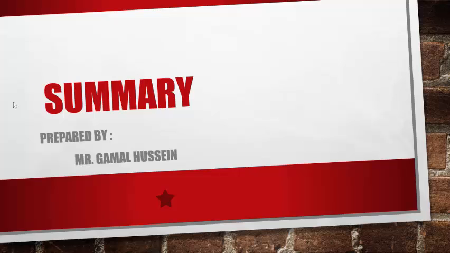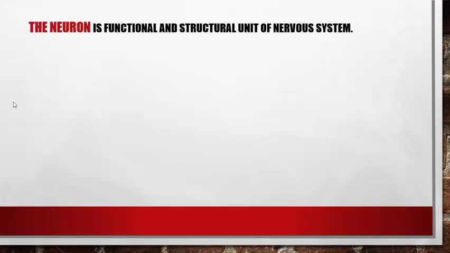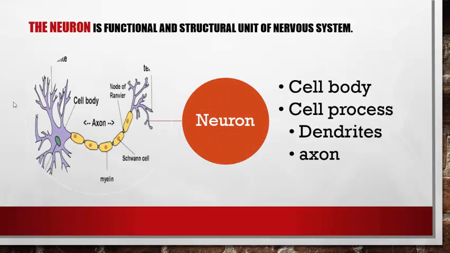Let's summarize what we have studied. Number one, the neuron is the functional and structural unit of the nervous system. Number two, the neuron consists of a cell body and cell processes. These cell processes include dendrites and axons. And here is the illustration of the nerve cell.